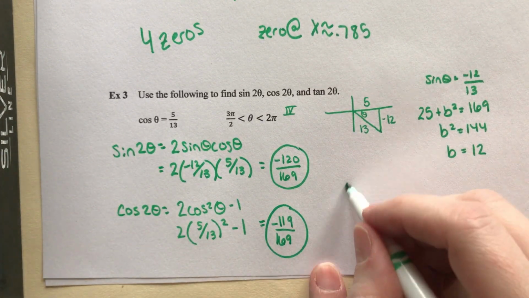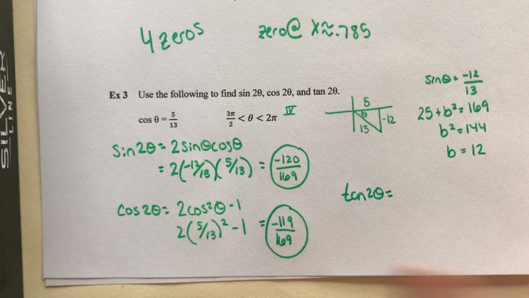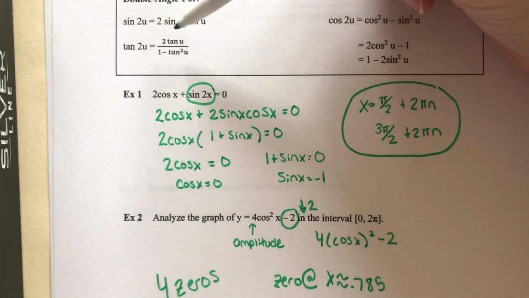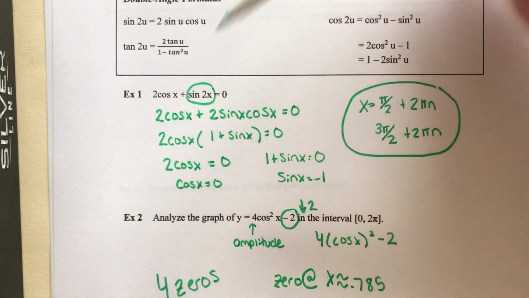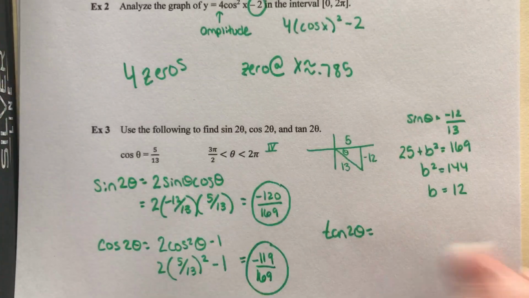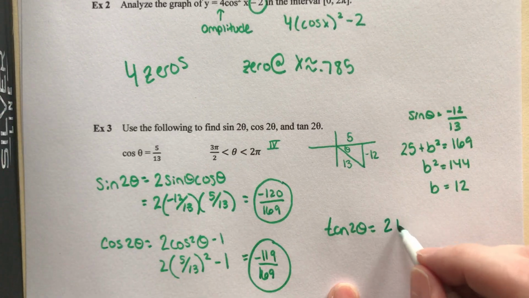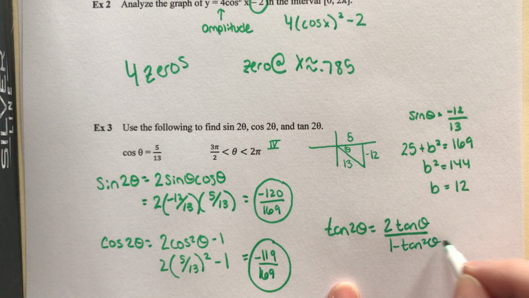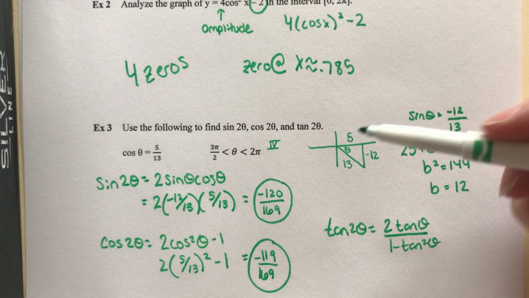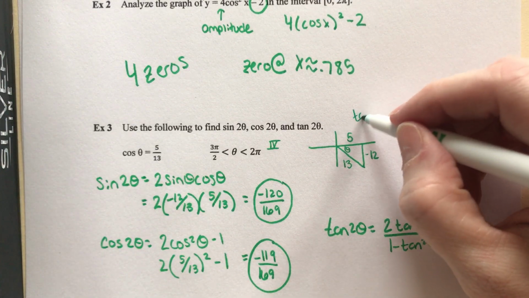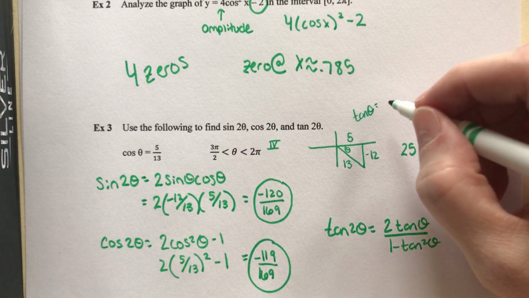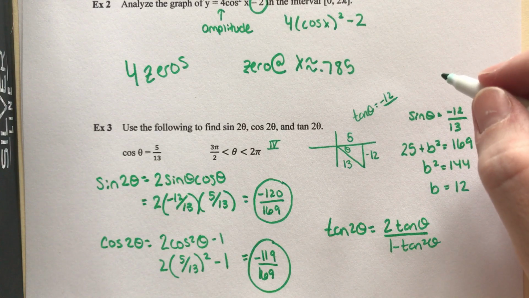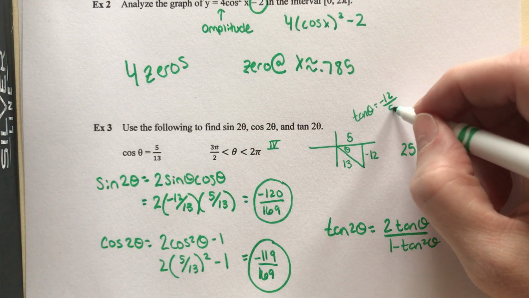Okay, last part, tangent of 2 theta. So that one only has one formula at the top here. It is 2 tangent of theta over 1 minus tangent squared. So let me write that down. 2 tangent of theta over 1 minus tangent squared. So for this one, I need tangent. So I'm going to go back to my right triangle here. I'm going to make a list. Tangent would be opposite over adjacent, so 5.